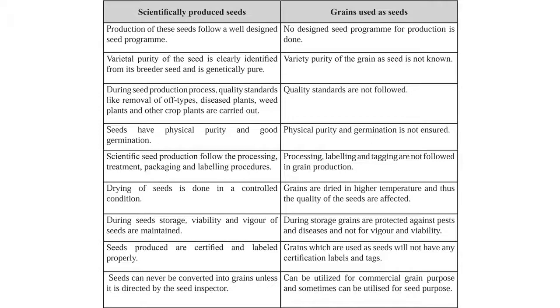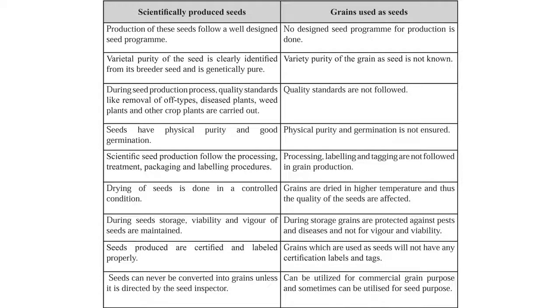The scientifically planned or produced seeds follow a well-designed seed program. The varietal purity of this seed is clearly identified from its breeder seed and is genetically pure. During the seed production process, quality standards like removal of off-types, diseased plants, weed plants and other crop plants are carried out. Seeds have physical purity and good germination.